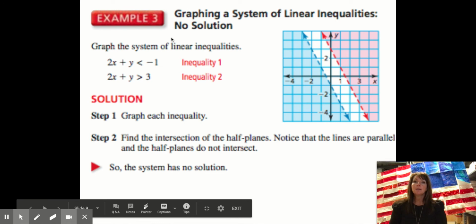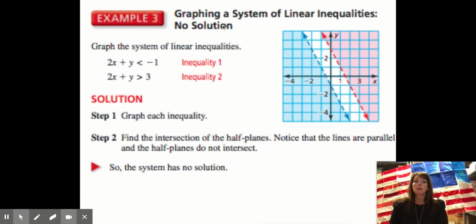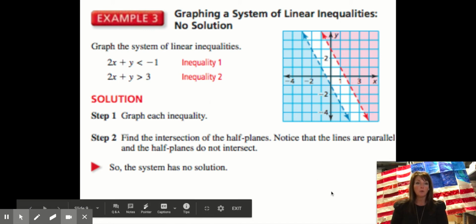All right. Sometimes, and I just want to point this out because we're not going to be doing any examples today, but you may come up on some of these examples. So sometimes you could have things like this where you'll have no solution. Graph the system of linear equations, you graph them, and then when you shade them, notice that no part overlaps, therefore you have no solution.